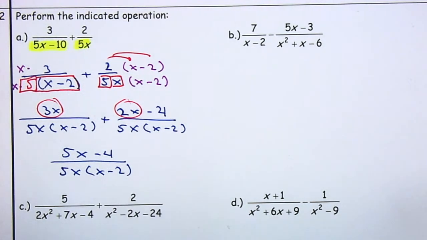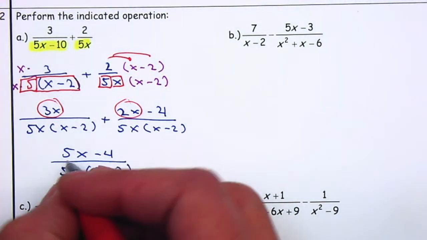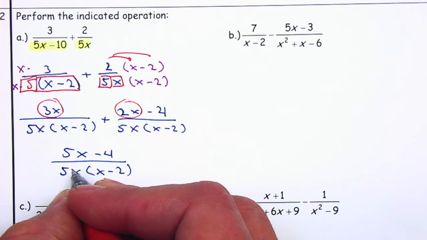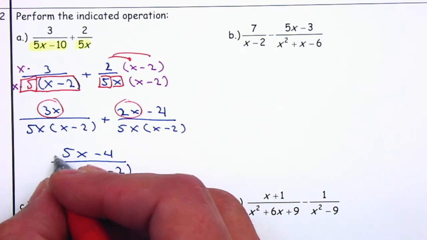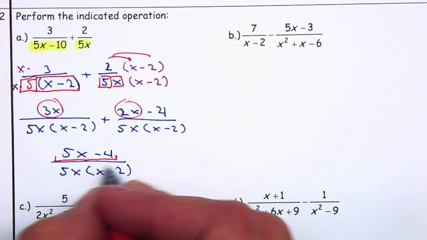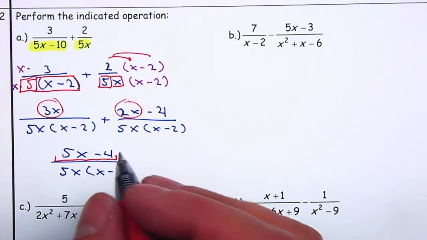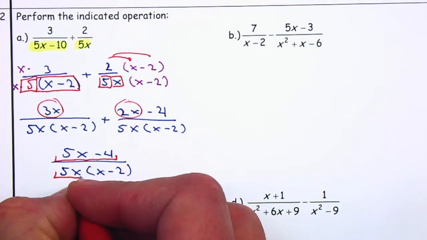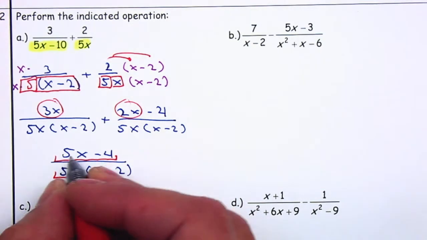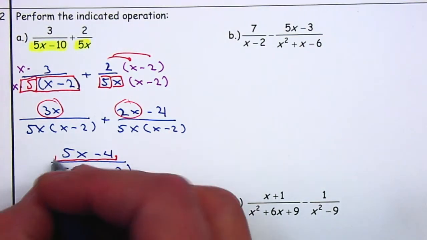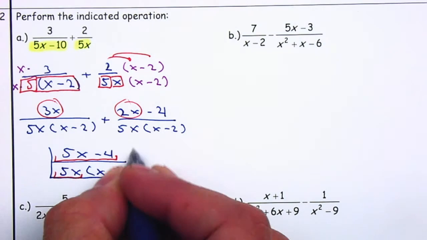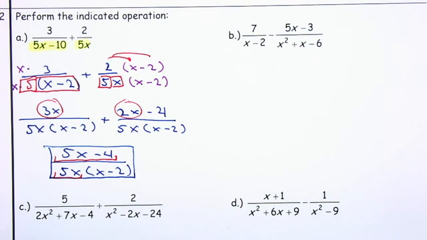Many of you are going to be tempted, and sometimes we are tempted, to cancel the 5x. Remember, this is a factor on its own. In order to cancel it, you need to have a 5x minus 4 on the denominator. We don't. We just have a 5x. You cannot cancel. So our answer will be 5x minus 4 over 5x times x minus 2.